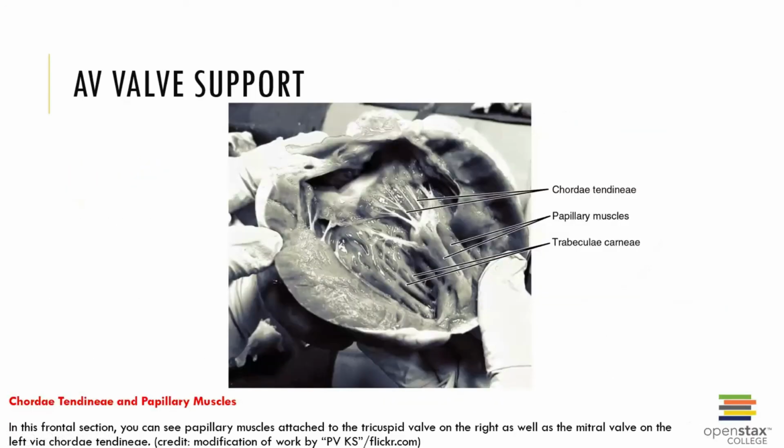So here you can see more about the support involving the AV valve. This is the dissection here. You can see those structures that we were alluding to. So this is a frontal section here. You can see the papillary muscles attached to the tricuspid valve, as you can see at the bottom caption.